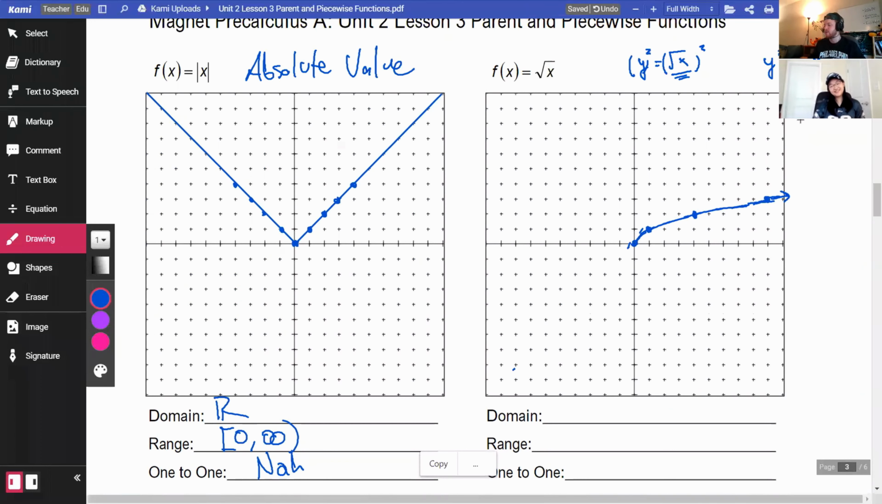Hit me with the domain, range and one-to-one. Domain, including 0 to positive infinity, and the same thing for the range. One-to-one, yes. Yes, excellent.